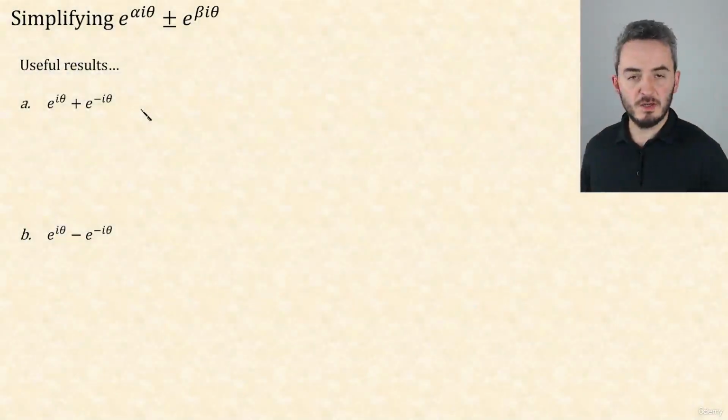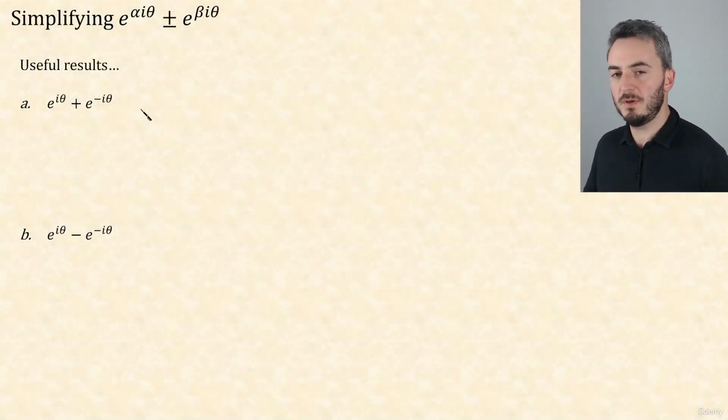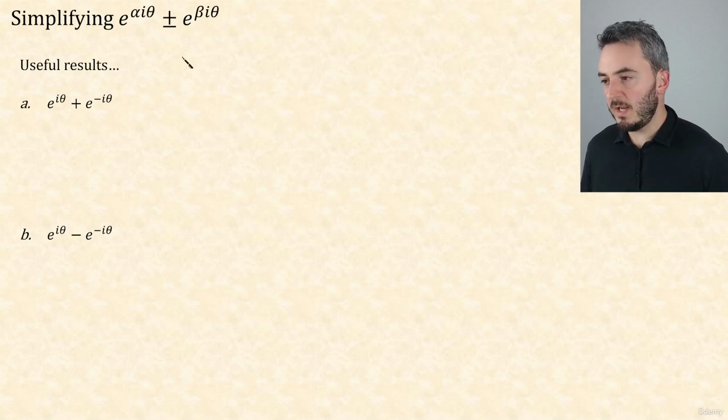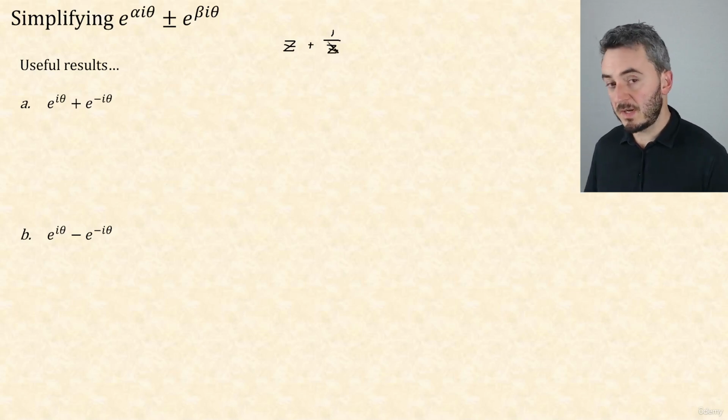In this video, we're going to look at a very specific but quite useful little technique, and that's simplifying expressions in the form e to the something i theta plus or minus e to the something i theta. Now, this is related to what we've seen before about simplifying or finding expressions for things like z plus 1 over z. It's just really useful to recognize it in exponential form and think about where we can use it.